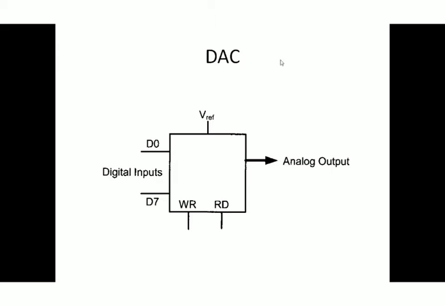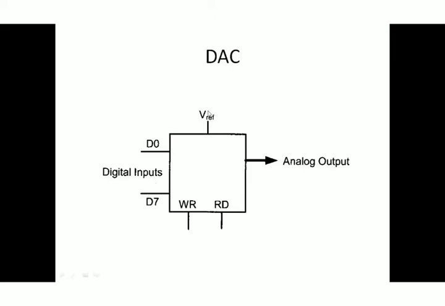Here is a block diagram of a simple structure of a digital to analog converter. As usual, there are digital input lines. This is an example of an 8-bit digital to analog converter. It has D0 to D7, 8 digital input lines. Whatever digital data you want to apply to this converter is applied across these data lines D0 to D7. These are inputs for the DAC, and usually they are connected to the output lines of a microcontroller.